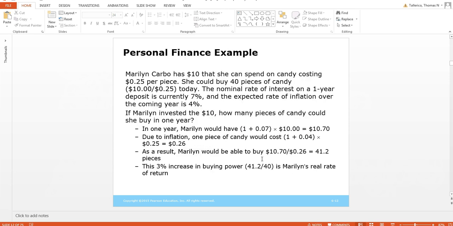All right, so here's a personal finance example showing you the effects of inflation, and you could clearly see here that the inflation was, I believe, 4%, and she's getting 7%, so she's getting more than the inflation. So you can see she has a 3% increase in buying power if you subtract these. Instead of buying, how many pieces of candy was she buying? She was going to buy 40 pieces of candy, but she's able to buy 41.2 pieces of candy. So it just goes to show you how inflation affects you.